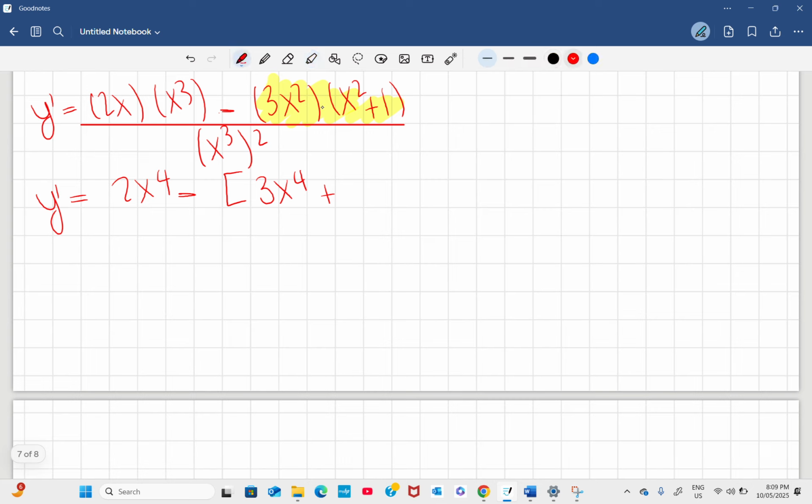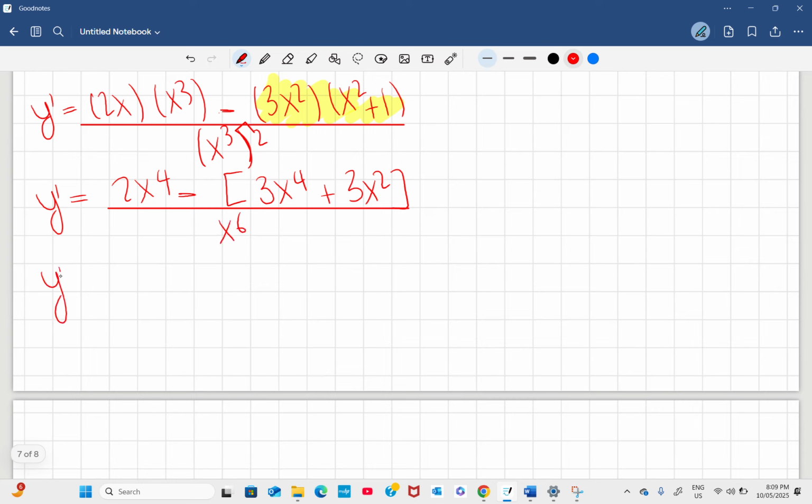Plus, and then we have 3x squared plus, times 1 is 3x squared. And then over x to the power of 3 all squared, which can be simplified as, here when I have a power times a power, it's 3 times 2, which is going to give me x to the power of 6.